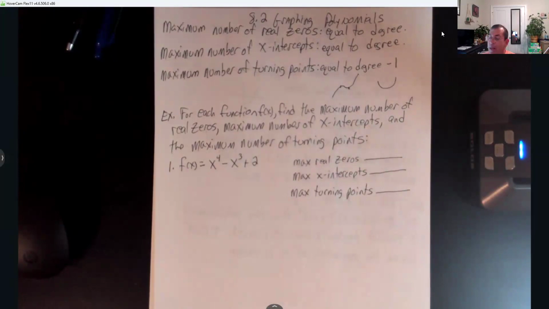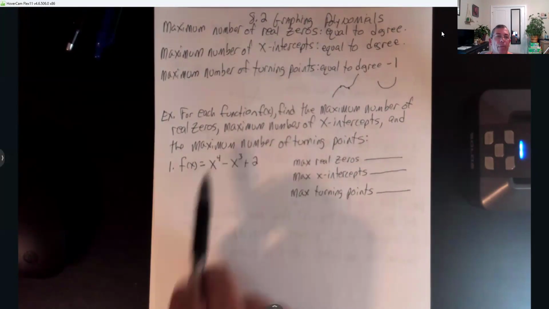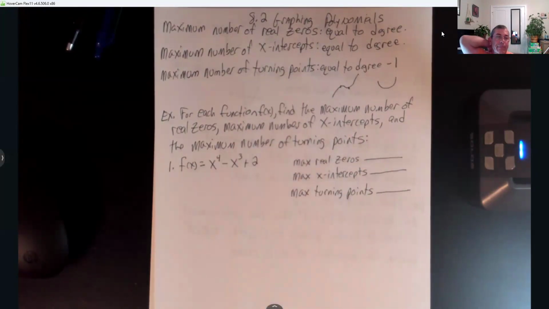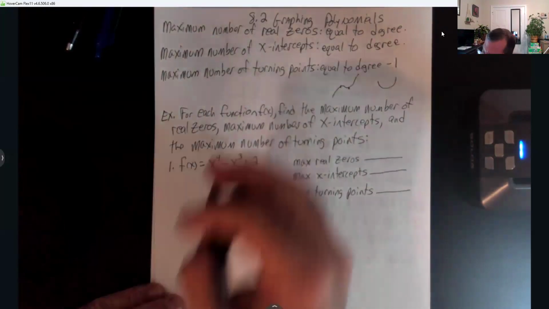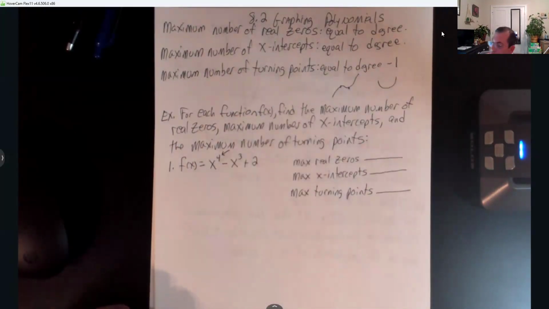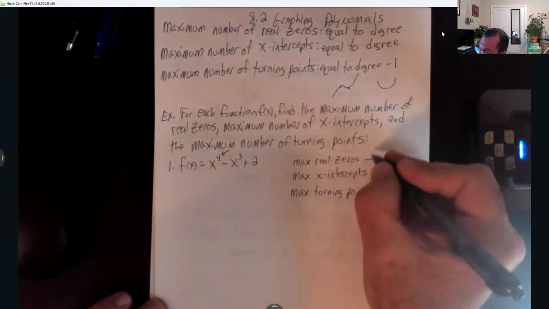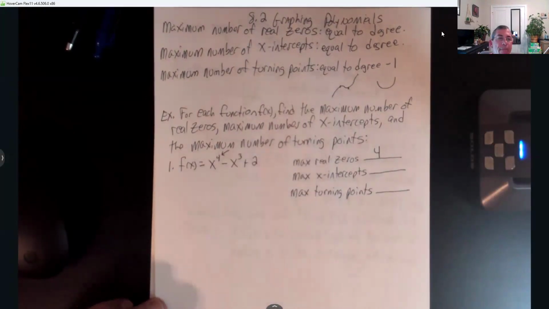All righty, so the question of the day. What is my maximum number of real zeros? And remember, that is equal to the degree. So the question is, what's the degree of this polynomial? What's my highest exponent? Nat, what you got, a 4? Good job. So since the degree is 4, the maximum number of real zeros is 4.